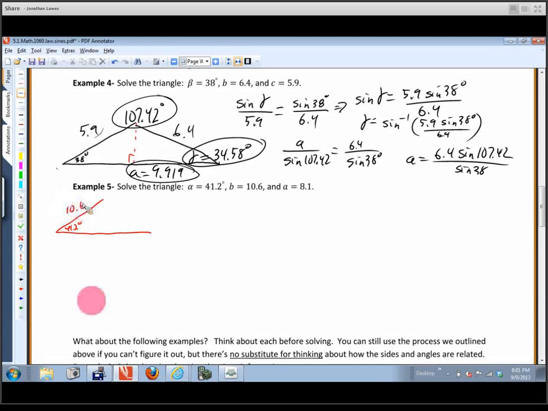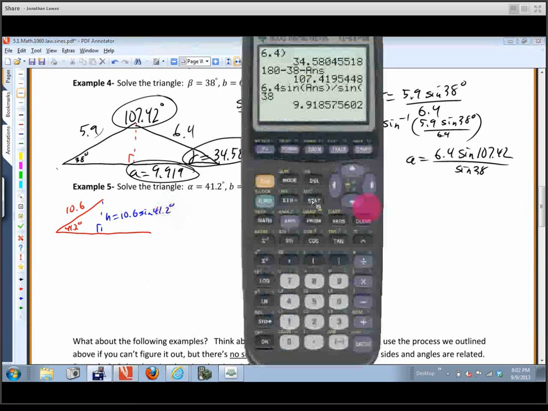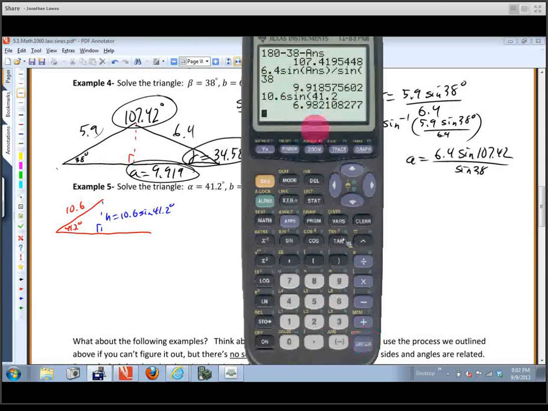What we notice right away is that this side over here is not bigger than that one. So let's check and see how long this one has to be. In other words, what is h? And that's always going to be this side right here, 10.6 times the sine of that angle right there, 41.2 degrees. So we'll type that into our calculator. 10.6 sine 41.2, hit enter, 6.98. So that one's got to be 6.98.